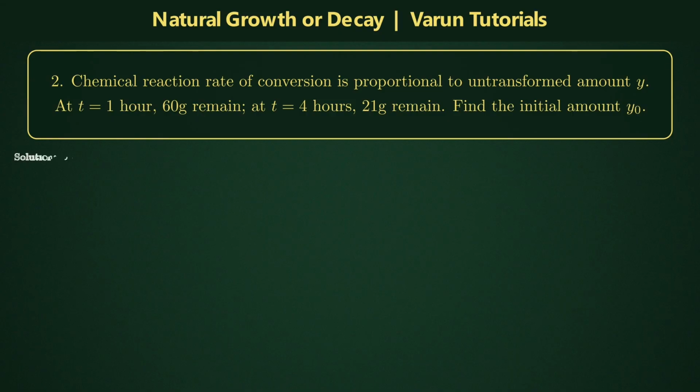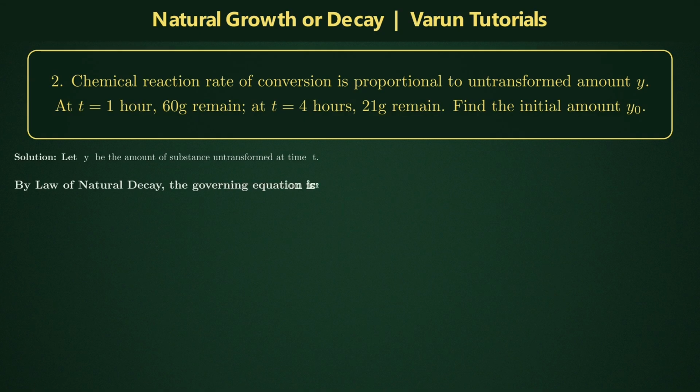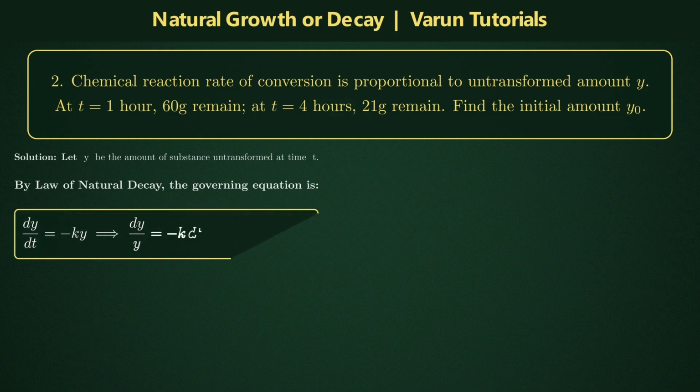Let y be the amount of untransformed substance remaining at time t. Since the substance is converting, its amount decreases over time, representing natural decay. The rate of change is dy by dt equals minus ky. Separating variables gives dy over y equals minus k dt. We label this as equation 1.